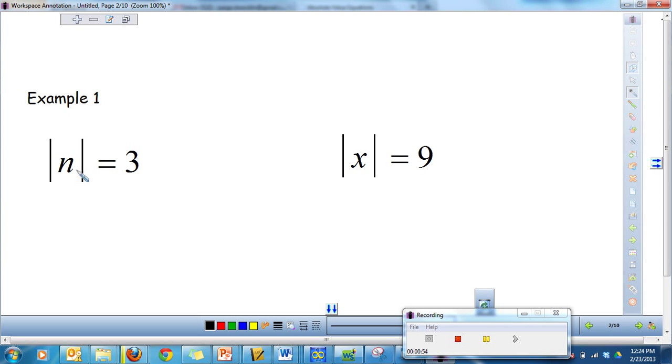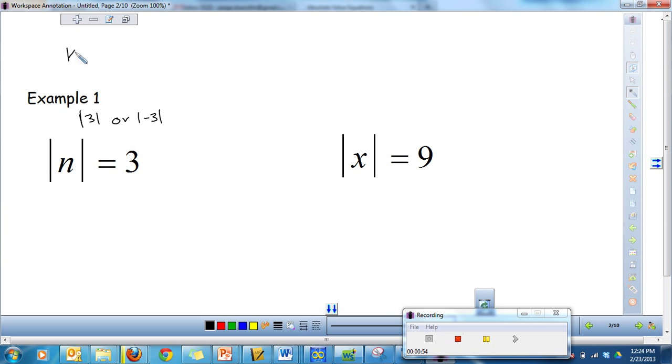So I have the absolute value of n equals 3, and the absolute value of x equals 9. Now, we don't know what n is, but a couple of things could happen. This could have been the absolute value of 3, which is 3. But we also could have had a -3 in there. The absolute value of -3 is also 3, because either of these numbers will give us a solution of +3 because of these absolute value bars.